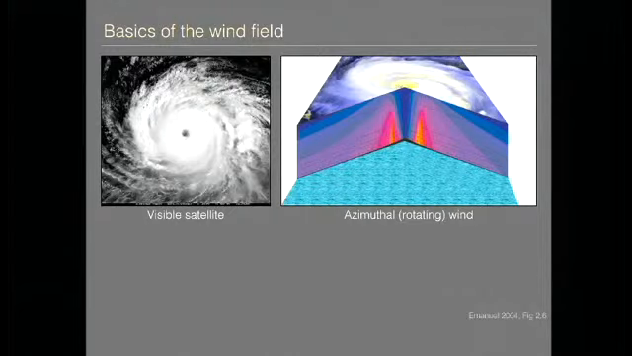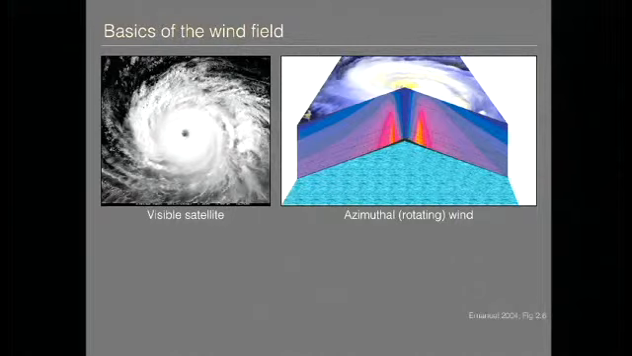So this is a visible satellite image of a canonical hurricane with the eye at the center. It's very circularly symmetric, with most of the rain and clouds just outside of the eye, in the eye wall, and at small radii outside of that.